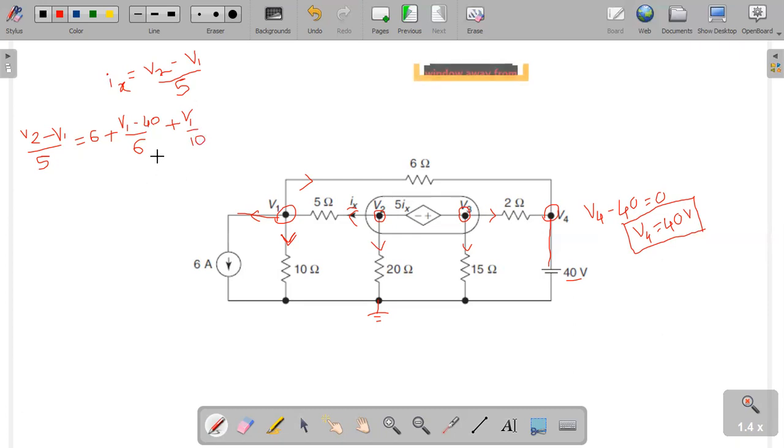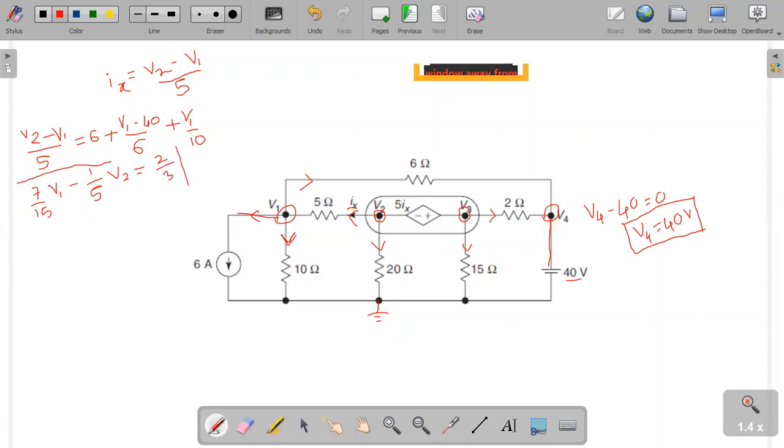So I will have to simplify this, and using the LCM and simplification, I will get the equation as follows. So we have got the equation as 7 by 15 V1 minus 1 by 5 V2 equals 2 by 3. So that is the first equation I have got in terms of V1 and V2.